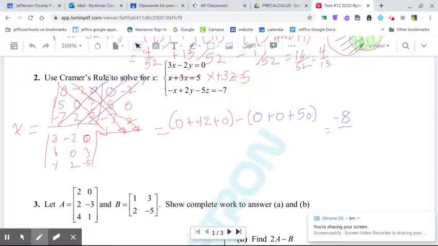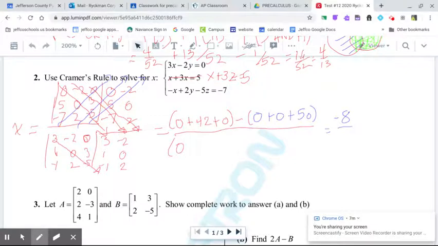All right. Now let's talk the bottom. The bottom, again, copy the first two columns, 3, 1, negative 1, negative 2, 0, 2. And here we go. Down to the right is 3, 0, negative 5, which is 0.